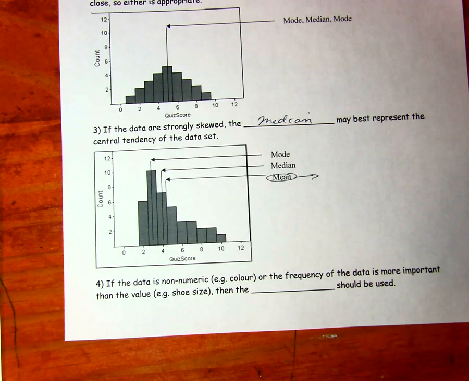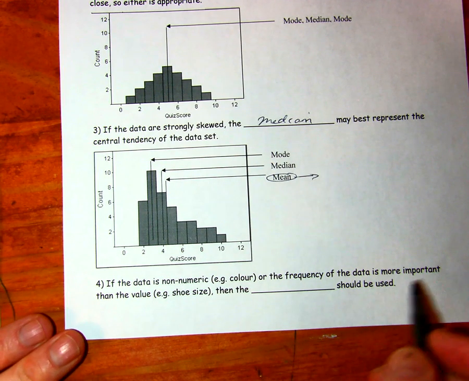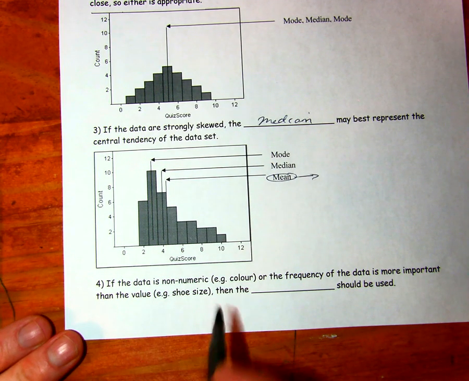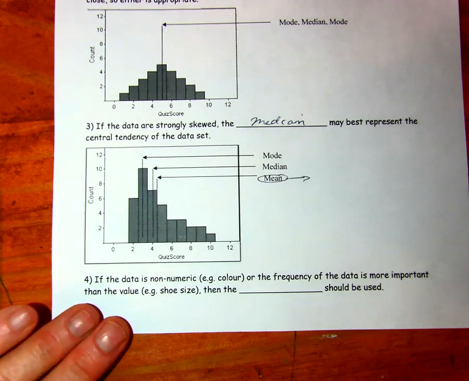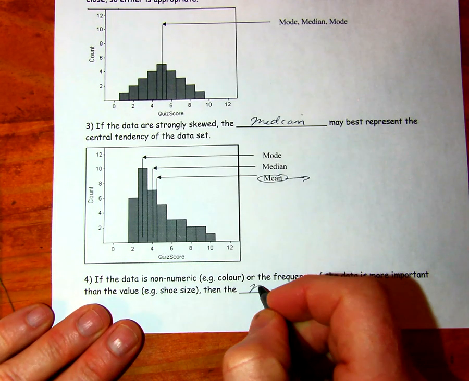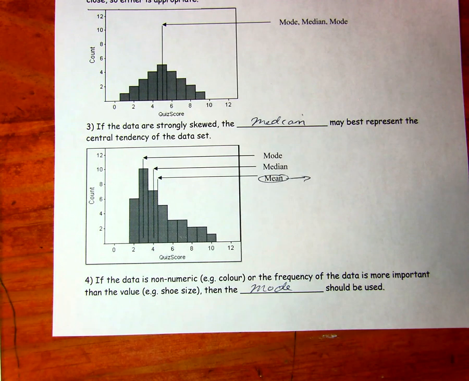4. If the data is non-numeric, i.e. color, or the frequency of the data is more important than the value, let's say a shoe size, then the blank should be used. What do you think? The mode. If anything is non-numerical data, or scale on the x-axis, you would use the mode. You just tell your audience what is the most common value, common thing.